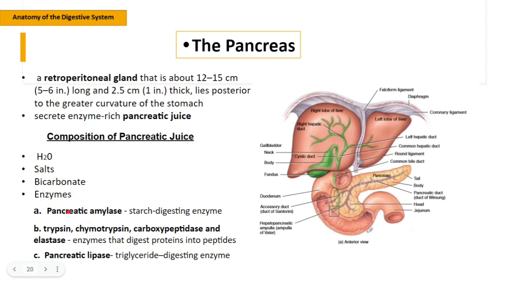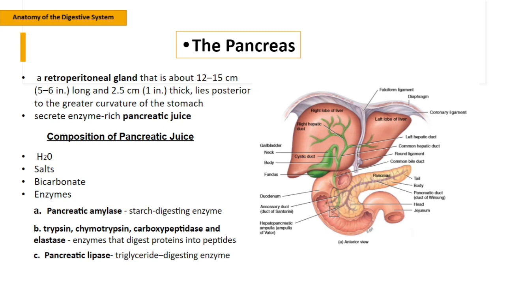The enzymes that are present in pancreatic juice, number 1 is the pancreatic amylase, which is the starch digesting enzyme. I repeat, the pancreatic amylase is the starch digesting enzyme. Please do take note that starch is a type of carbohydrate. So basically, yung mga kinakain nating carbohydrates are broken down by pancreatic amylase or salivary amylase. Baka ma-confuse, just to give you additional info. The pancreatic amylase is the one that is produced in the pancreas. Okay? Kaya siya pancreatic amylase. It is starch digesting or carbohydrate digesting.